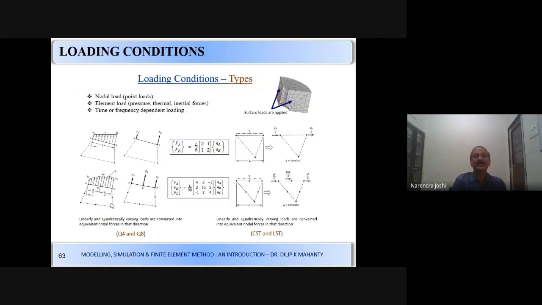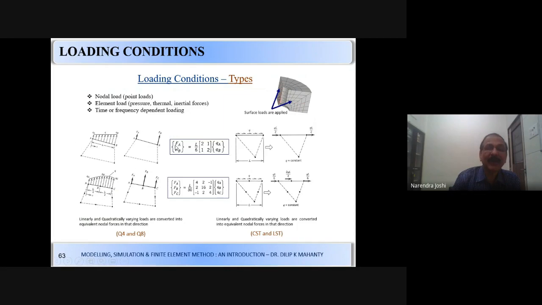What kind of load comes to the system? Physically, if you look at the kind of loading, for example in a vehicle, the load comes from the tires, basically the self weight of the vehicle and moving load. How do I transfer those loads? It will be transferred through nodal points. Element loads like pressure, thermal, inertial forces, time and frequency dependent different loading.